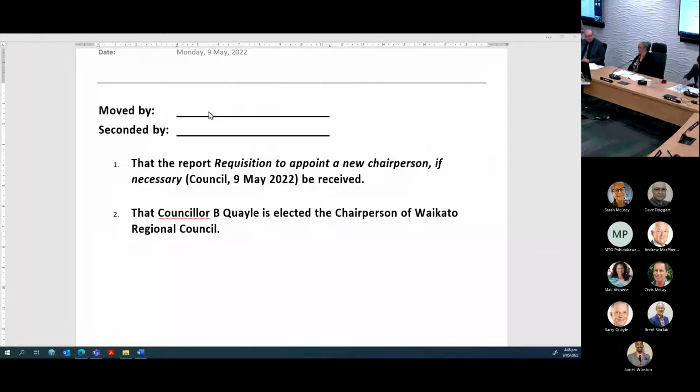Mover and second. We've got a mover and seconder for the nomination. We now require one for the motion. Yeah, which was Councillor Remington and Stu.